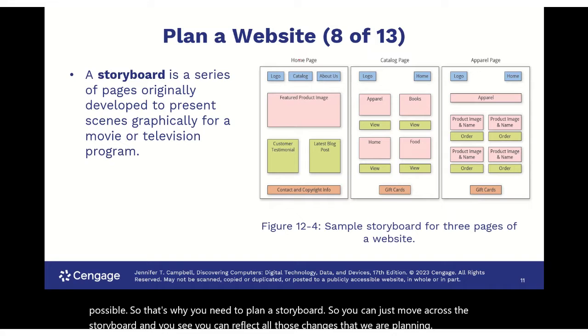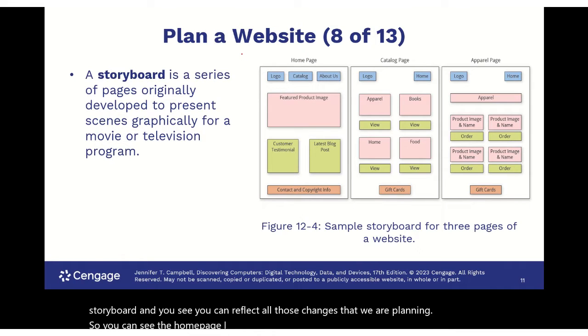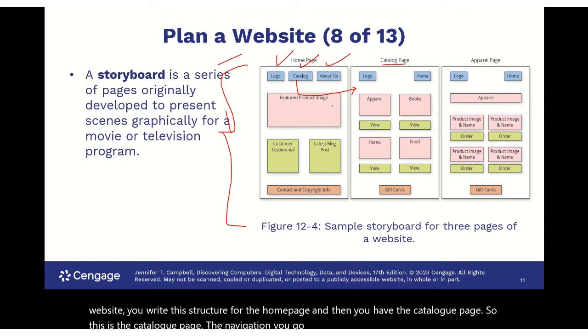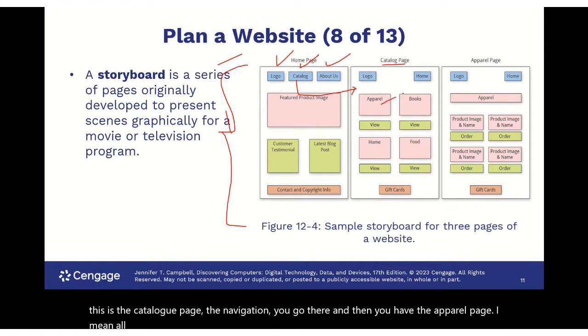So you can see the home page. In the storyboard, you create a home page for your website. You write the structure for the home page, and then you have the catalog page. So this is the catalog page, the navigation, you go there, and then you have the apparel page. All this information is linked.